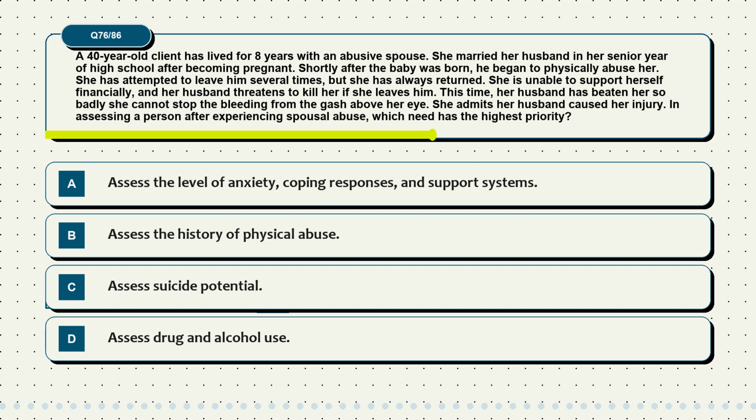In assessing a person after experiencing spousal abuse, which need has the highest priority? Here are the options. Option A. Assess the level of anxiety, coping responses, and support systems. Option B. Assess the history of physical abuse. Option C. Assess suicide potential. Option D. Assess drug and alcohol use.